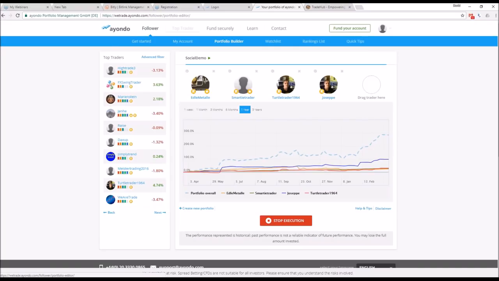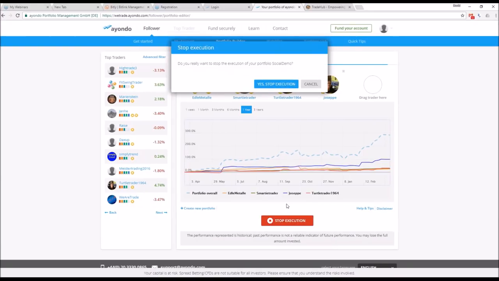But of course, if I change my mind, and think actually I need to rethink my strategy, I'm not sure about this, I can click on stop execution, the button down here. Any open trades that I've got will be closed out straight away, assuming the market is open. If I've got a trade on a UK share, it won't be closed out till tomorrow because the UK market's shut at the moment. But I can close that out now, and it stops following any future trades. So it's very easy to switch it off or switch it on.